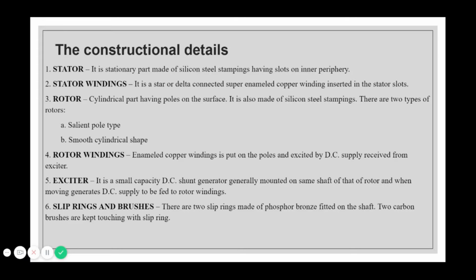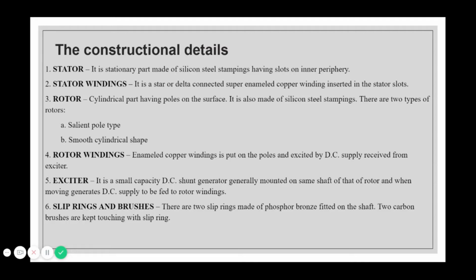Now let's discuss the constructional details of synchronous motor. The important points of construction of synchronous motor are stator, stator winding, rotor winding, exciter, slip rings and brushes. Let's discuss one by one. First one is stator. It is a stationary part made of silicon steel stamping having slots on the inner periphery. Stator winding. It is star or delta connected super enamelled copper winding inserted in stator slots.